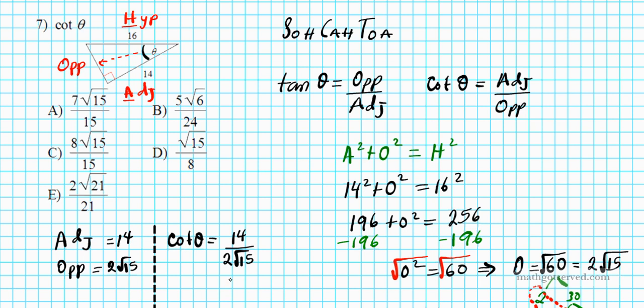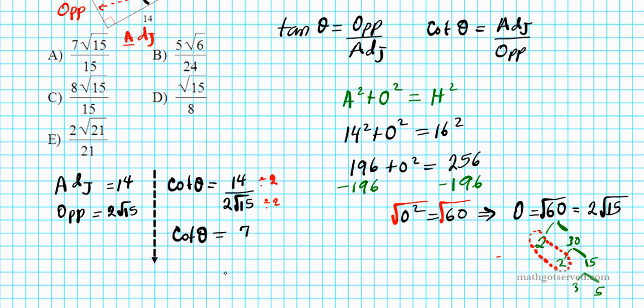Now, you notice that you can divide the numerator and the denominator integers by a greatest common factor, namely 2. So divide top and bottom by 2. So you have cotangent theta equals 7 over rad 15. Now, since you cannot have a square root in the denominator, we have to rationalize that. So times top and bottom by rad 15. You have 7 root 15 over 15 as your final answer. And we see that our answer is option letter A for number 7.